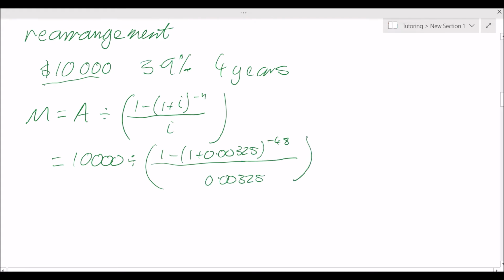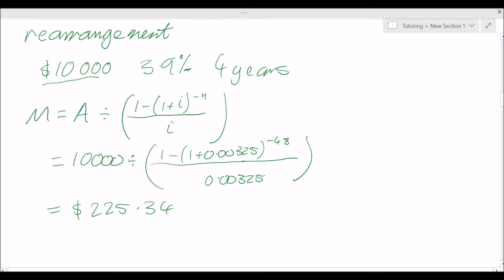There's our interest rate. Pop all that into your calculator, and you should get $225.34. Okay. So when you're seeing questions like that, you're looking for keywords like withdraw or payment or things like that. Okay. How much can they withdraw if they have $10,000? Okay. So that's present value.